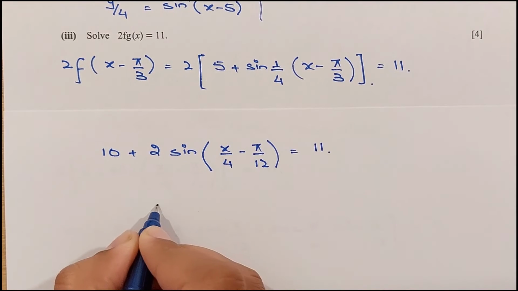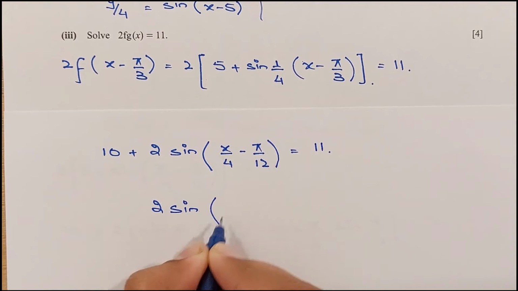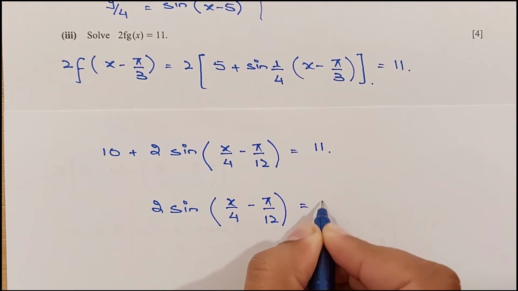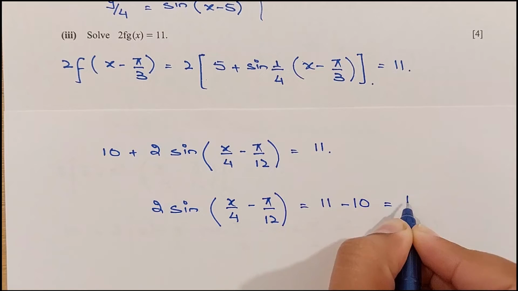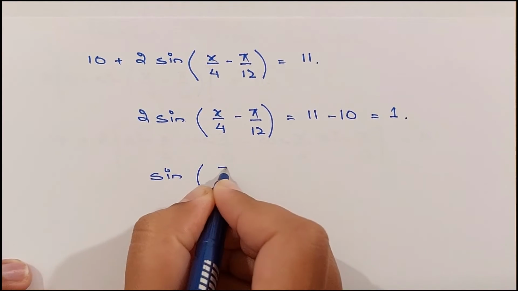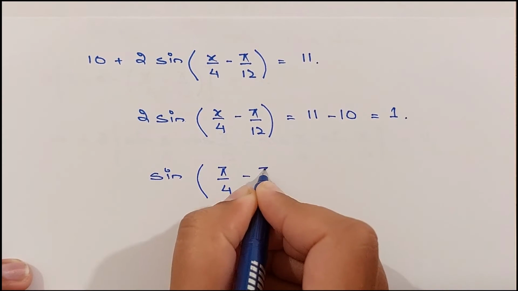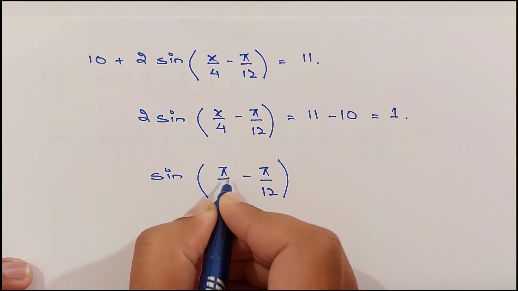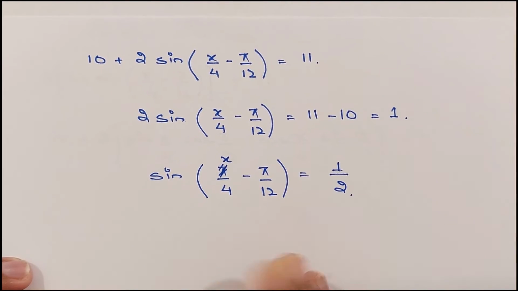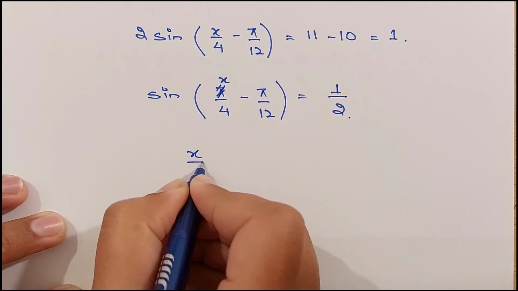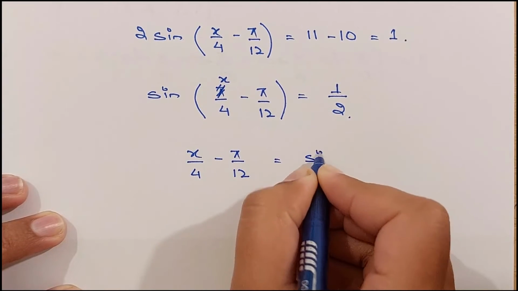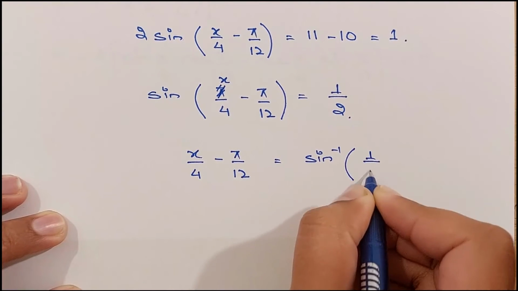We have to solve for x. So 2 sine of x by 4 minus pi by 12 is equal to 11 minus 10. This is equal to 1 and dividing by 2. So sine of x by 4 minus pi by 12, sorry, this is x, not pi. This is equal to 1 by 2, right? So we have x by 4 minus pi by 12 is equal to sine inverse of 1 by 2.